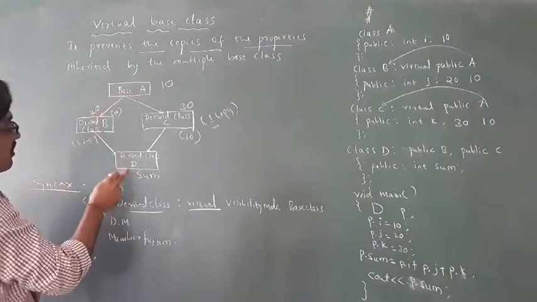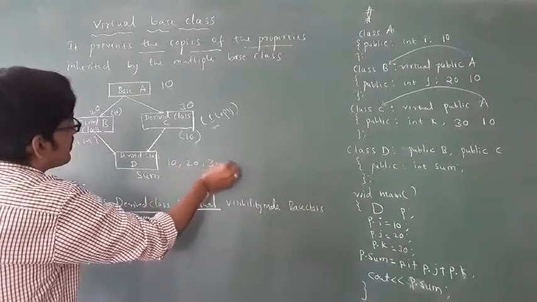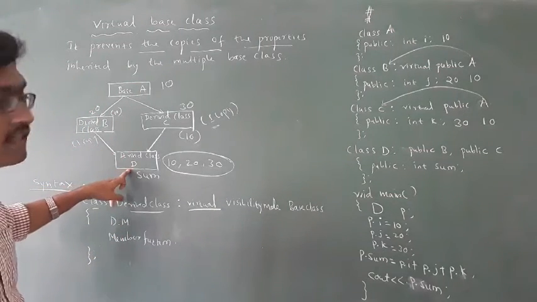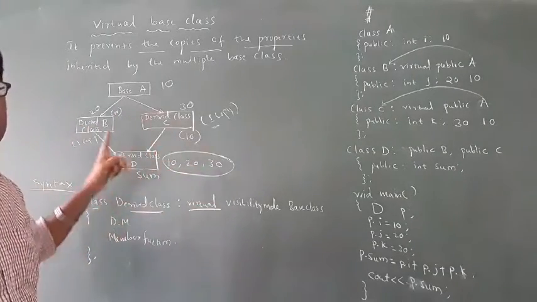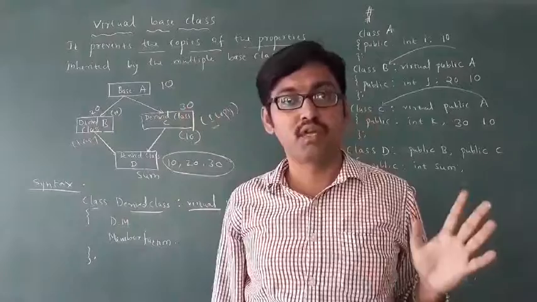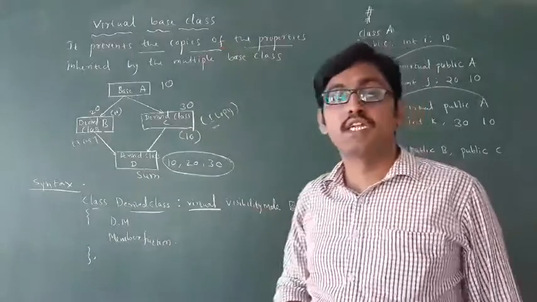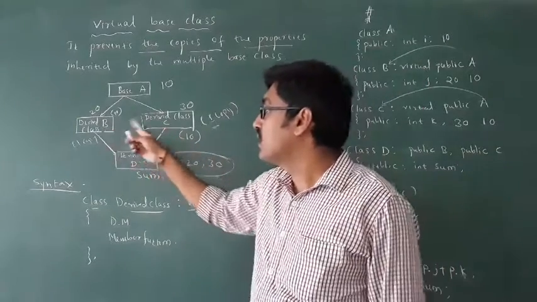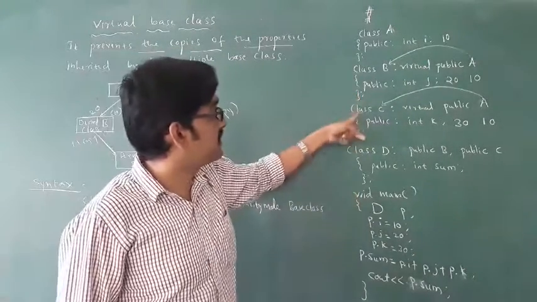Then for this D, all these three values, 10, 20 and 30, are inherited by D. That's why 10 plus 20 plus 30 is nothing but a virtual base class. Must and should you have to use the virtual keyword. What is a virtual base class? A virtual base class prevents the copies of properties inherited by the multiple base classes. In this program, B and C are the virtual base classes.